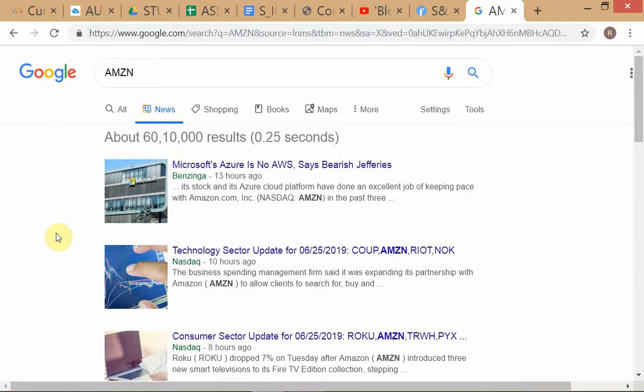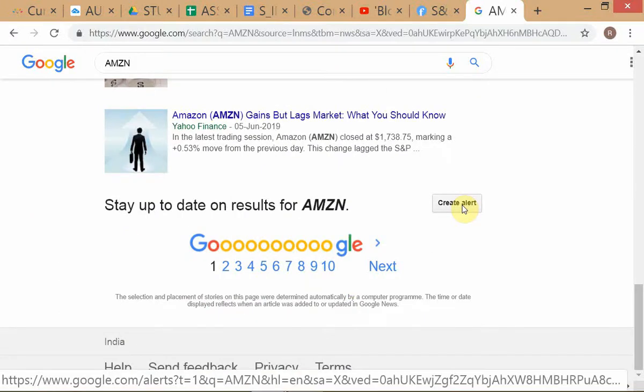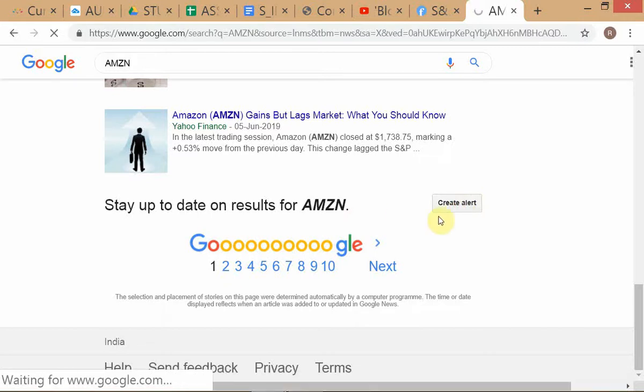Identify your list of five. You don't have to have even six companies, even 4 to 5 companies is fine. What is important is the process. Once you've selected a company like Amazon, you repeat this process for every company. You select news, and then you go to the end and create alert. So you create an alert for Amazon. This news alert will come to your email, I think.